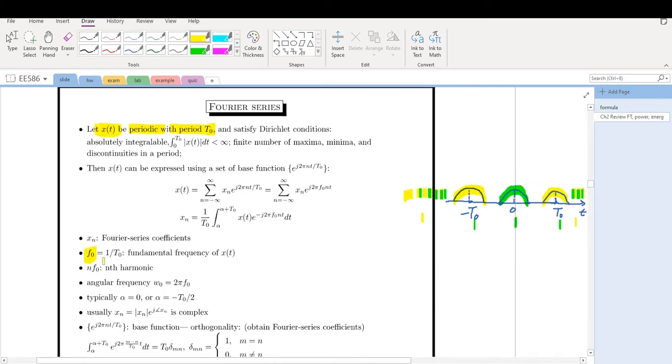F0 we define as the reciprocal of T0. So F0 equals 1 over T0. We call F0 the fundamental frequency.